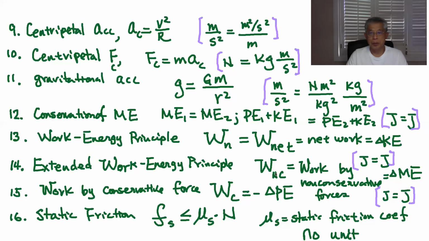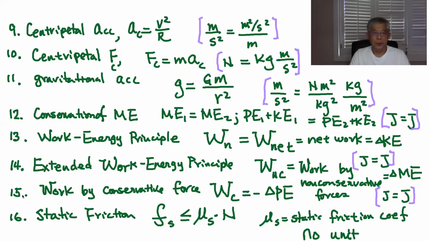Number 14, extended work energy principle. Sometimes a non-conservative force does work. The most notable example is the work done by friction. The other non-conservative forces usually do not do any work. So only friction comes up most often. Work by non-conservative forces is equal to delta ME, and delta ME is equal to delta KE plus delta PE.